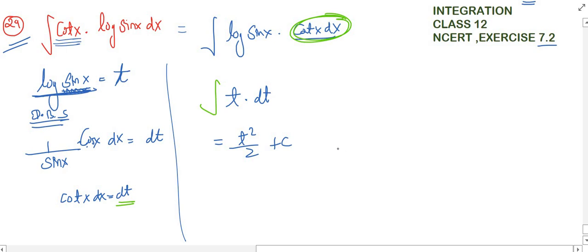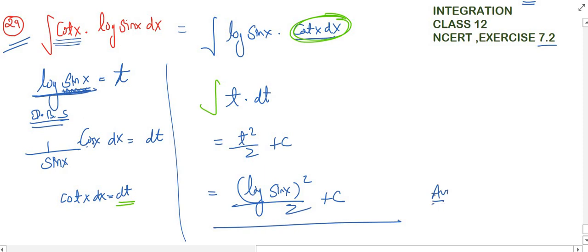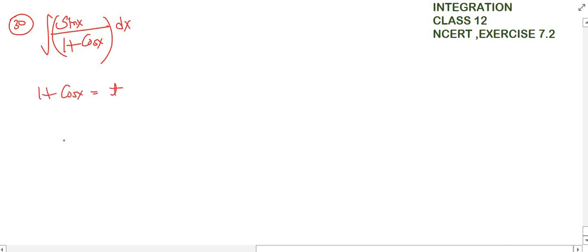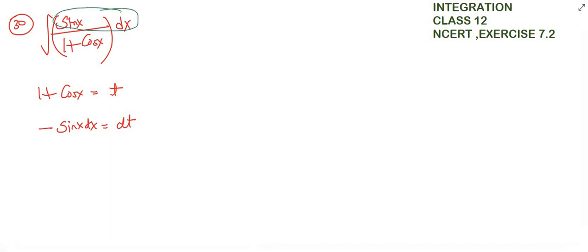Direct. And what was t? t was log of sin x, so the answer is log of sin x whole square by 2 plus c. This is your answer. Try on your own. This is, I think, a very easy question. By now you have understood what we should take as t. So 1 plus cos x as t. What is the derivative? Minus of sin x dx is dt. And sin x dx is present in the question. Okay, so sin x dx is minus dt.